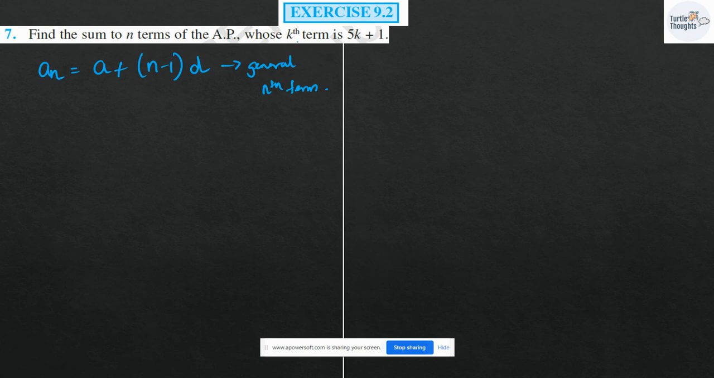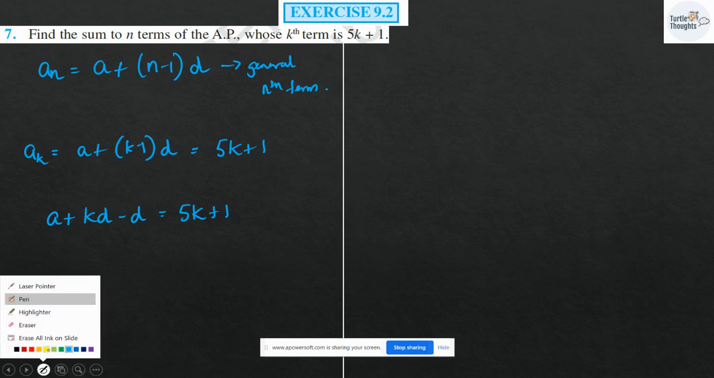Now, in the question, they are talking about the kth term. So, I can write that the kth term, which is ak, will be equal to a plus (k minus 1) into d. This is given as 5k plus 1. Upon solving, I will be getting a plus kd minus d equal to 5k plus 1. Now, upon comparing the coefficients, what will be the value of d?